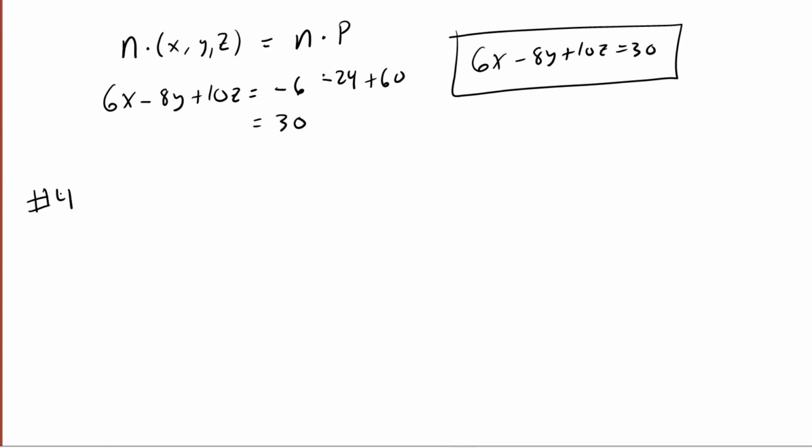Number 4. Find the distance from the point P, which is 5, 2, 3, to the plane x minus 2y plus 2z plus 3 equals 0.